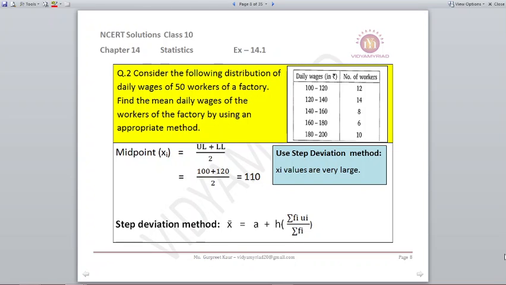What is the formula for step deviation? Xi bar will be equal to A plus h into sigma fi ui upon sigma fi. What is xi? I know it is the upper limit plus lower limit divided by 2. If I see the first case, 100 plus 120 upon 2 comes out to 110, which is quite a big number. So since xi values will be coming as big or large values, we will be using the step deviation method.